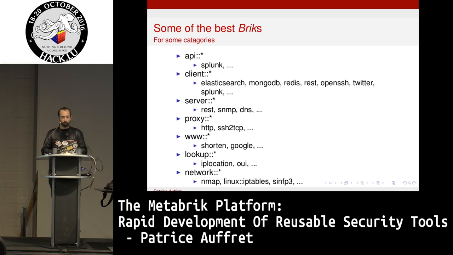Some of the best Briks in the API category: I'm a Splunk user, so I have an API to interrogate Splunk. It's not complete because the Splunk API is quite huge. You have a client Elasticsearch, because I do have an Elasticsearch cluster, so I want to check the state of my shards, all of that stuff, so I wrote it here. MongoDB, Redis, REST, if you want to interrogate an API, REST client is always useful. You want to automate SSH stuff, so you have a client SSH, Twitter.